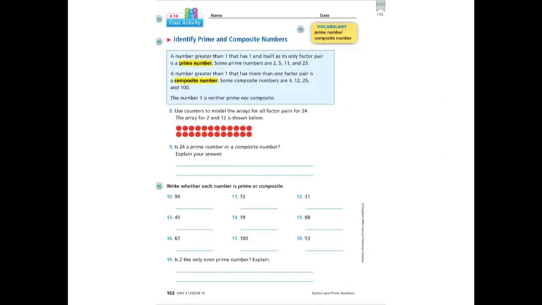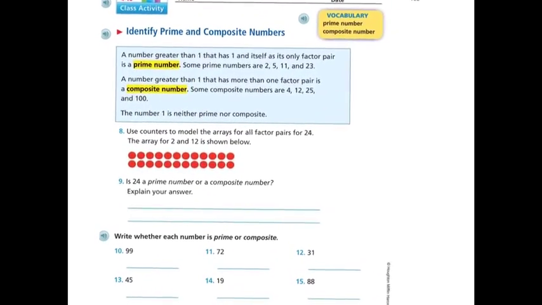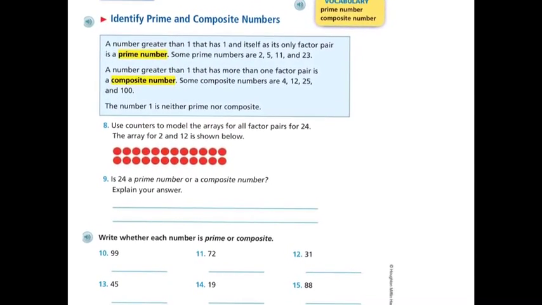Okay, so I'm hoping that you're starting to see a little bit about, understand a little bit about factor pairs, because now we're going to talk about actual prime and composite definitions. So you can write this in your notebook, or you can just circle it on your page, but notebook would probably be better so that you have this to refer to when you need to. A prime number is a number greater than 1 that has 1 and itself as its only factor pair. Some of the prime numbers are 2, 5, 11, and 23, and we just witnessed the number 29.